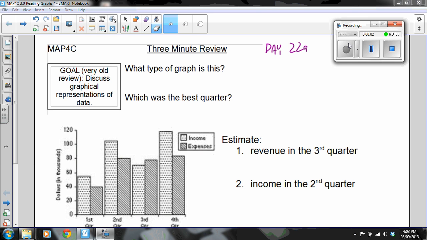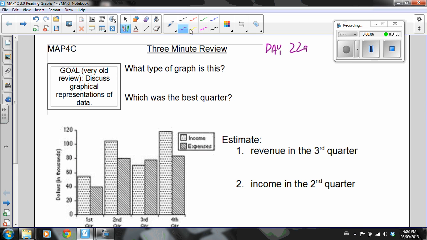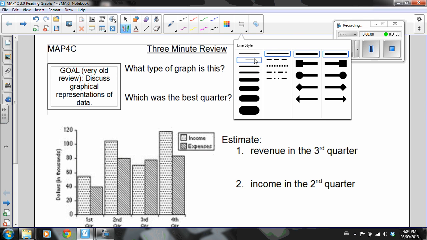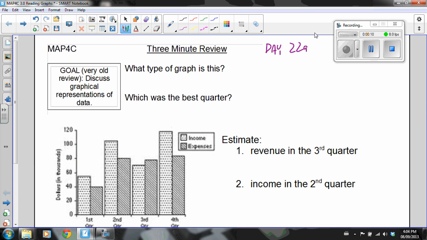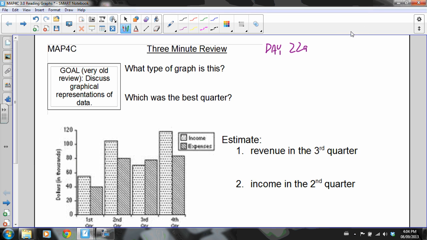This is MAP4C day 22A, and this is the first part of the first day of Unit 3, a little bit of review and preview material for Chapter 3. It's review of old stuff, so hopefully it'll be pretty straightforward. So what type of graph is this? Well, we can see it's a bar graph, but each thing has two bars, so we call it a double bar graph.